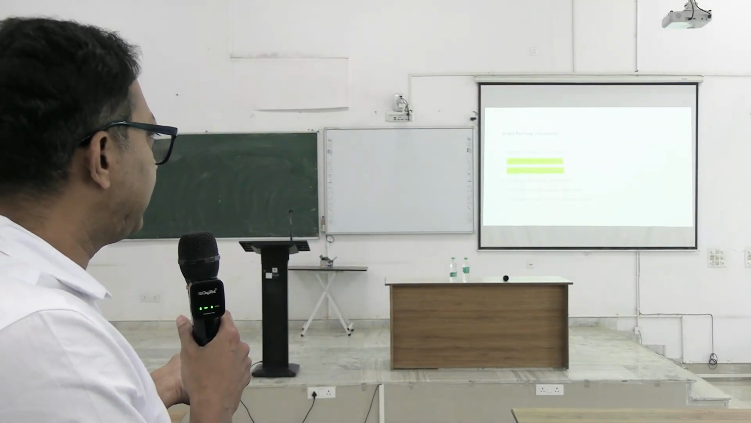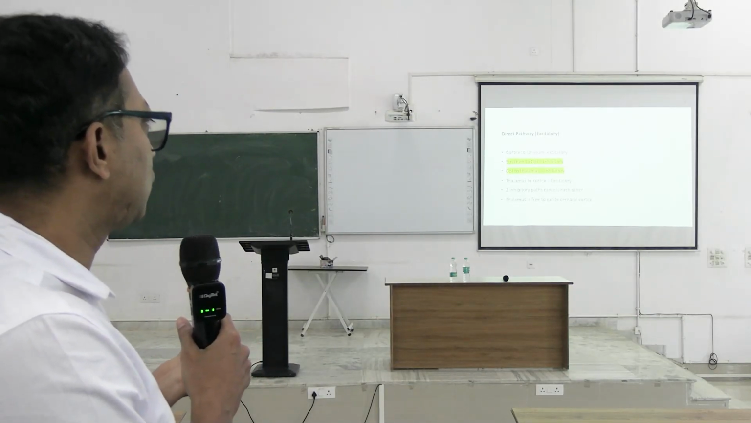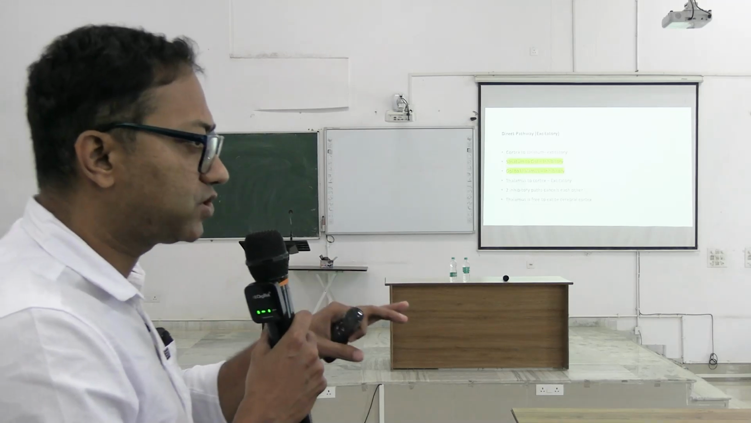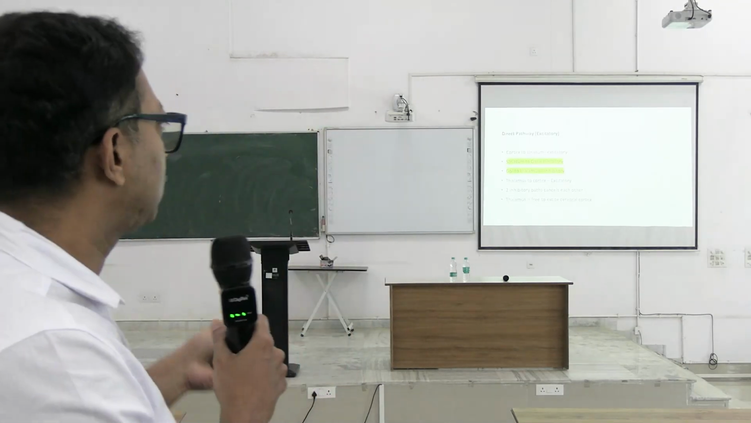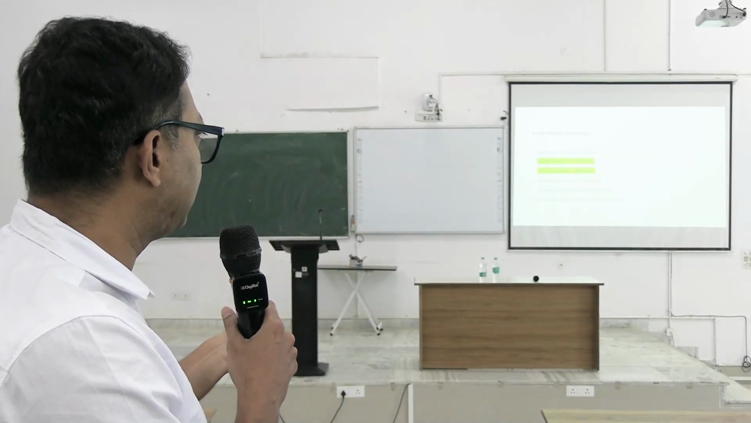From globus pallidus internus to thalamus, this pathway is again inhibitory. Then thalamus to cortex. Okay, where do we need to reach? Striatum to cerebral cortex. So the pathway is from striatum to GPI to thalamus to cortex. This is how we reach cortex. And this is a very short pathway and we call it the direct pathway.